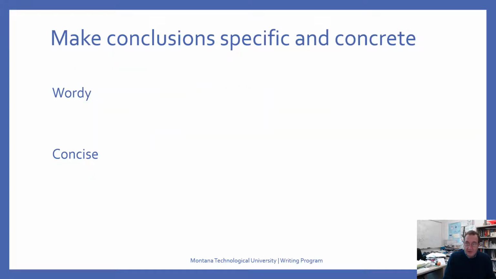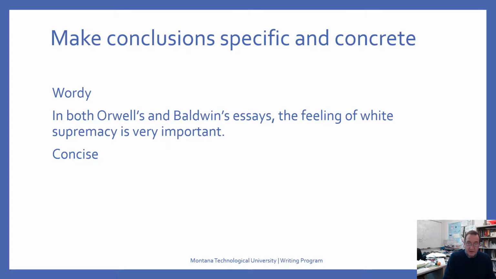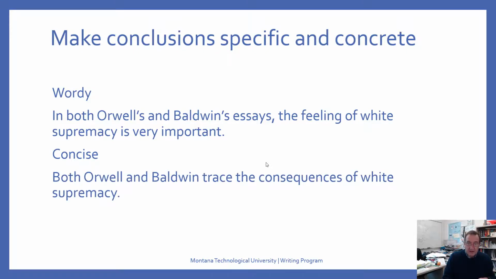Being specific and concrete. Okay? In both Orwell's and Baldwin's essays, the feeling of white supremacy is very important. Okay? What is the true subject or point of this? I don't know from reading this. So I'm going to bring Orwell and Baldwin out as the subject, and they truly are the compound subject. And what are they doing? They're tracing the consequences of white supremacy and its relevance.